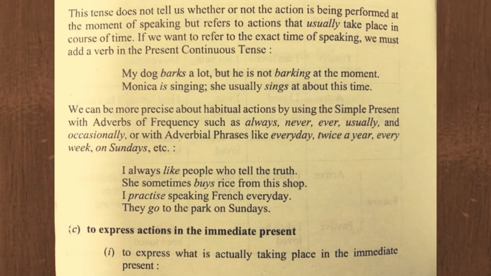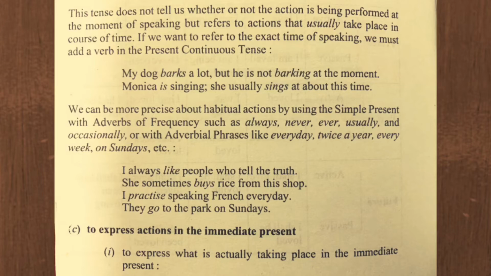Simple present tense does not tell us whether or not the action is being performed at the moment of speaking, but refers to the actions that usually take place in course of time. If we want to refer to the exact time of speaking, we must add a verb in present continuous tense. For example, my dog barks a lot, but he is not barking at the moment.